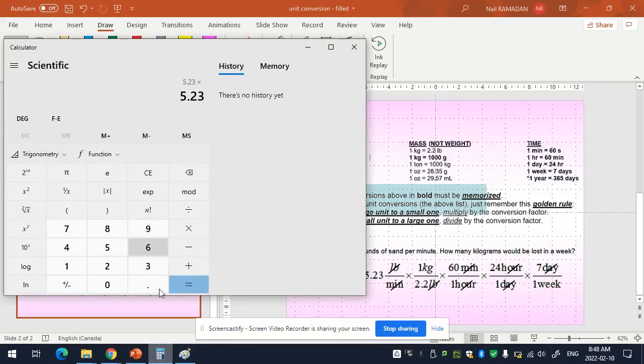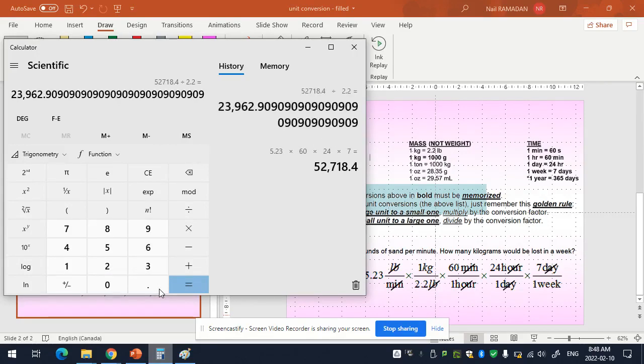5.23 times 60. I'm going to ditch the ones. Times 24 times 7 divided by 2.2. How many people got this number? Okay. How many sig figs do I need in this?